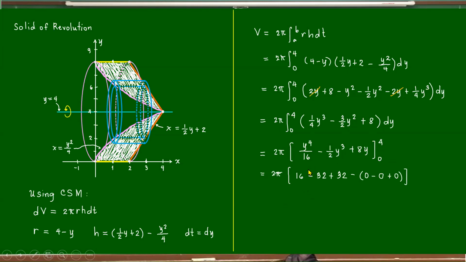256 over 16. So again, let me check. 4 raised to 4 divided by 16. So that is 16. Then minus 64 over 2. That is 32. So negative 32. 8 times 4 is positive 32. At the lower limit, everything is 0. So this gives us 32 pi cubic units. So that's the volume of that solid.